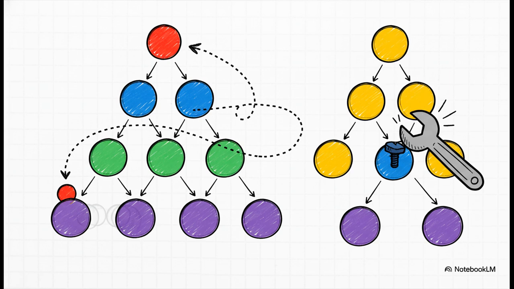This whole trickle-down fix actually has a name. It's called max heapify. And it is the single most important operation for a heap. It's the self-correcting mechanism that makes sure the heap properties are always maintained.